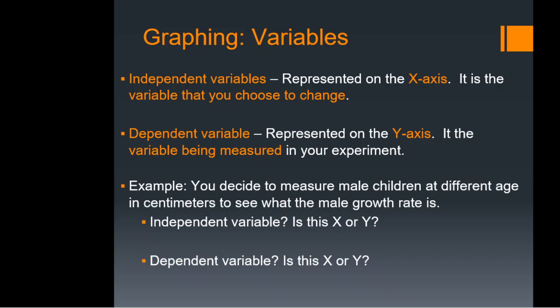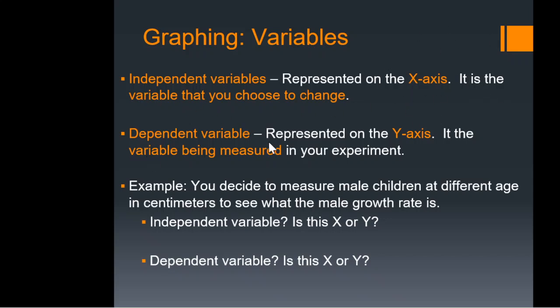There's a couple variables that we definitely use. The first one is independent variables. It is represented on the x-axis, and it is a variable that you choose to change in the experiment. So in biology, I use the example of different amounts of sunlight. Does it affect plant growth? Well, I can't change a plant's growth. I can't take a plant and stretch it out, make it taller, but I can change how much sunlight it has by moving it in different places. So the amount of sunlight would definitely be my independent variable, and that would be my x-axis.